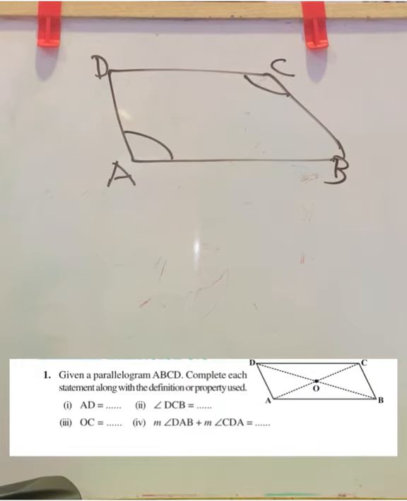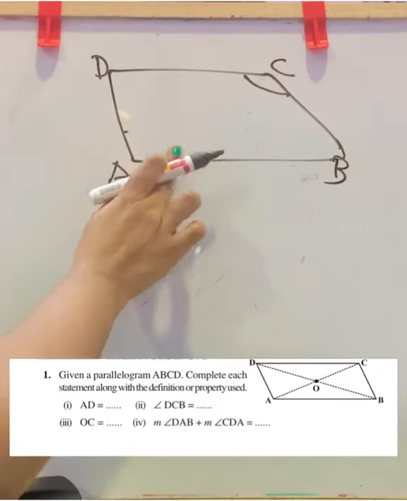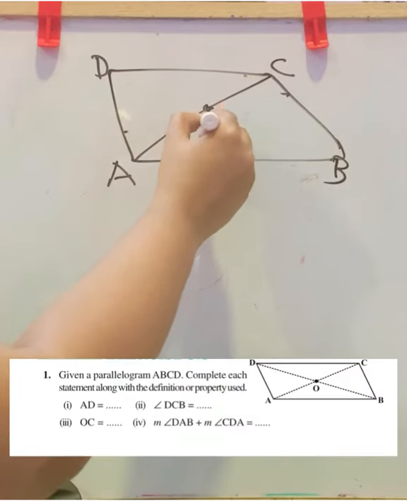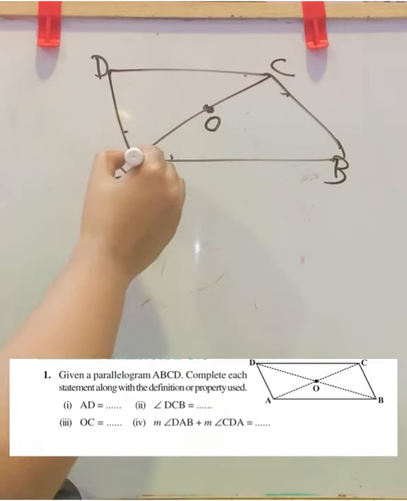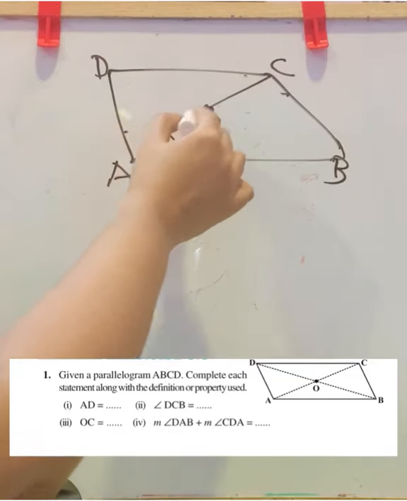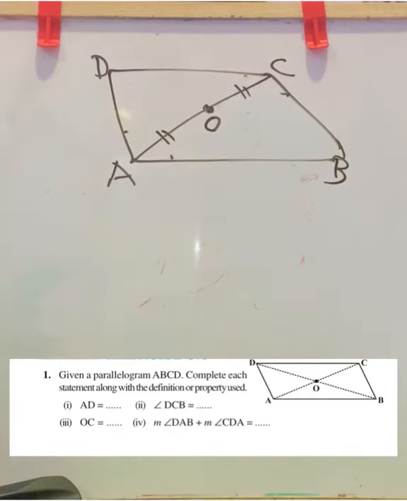Next, OC equal to what? What is OC? That is the diagonal part. Here, this is O. OC is equal to OA because we know diagonals bisect each other. Bisection means they are equal in length. Diagonals bisect each other in a parallelogram.